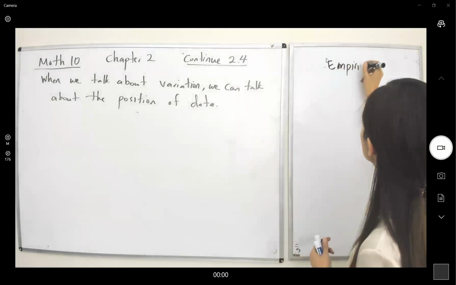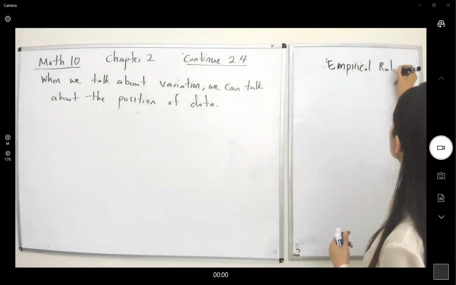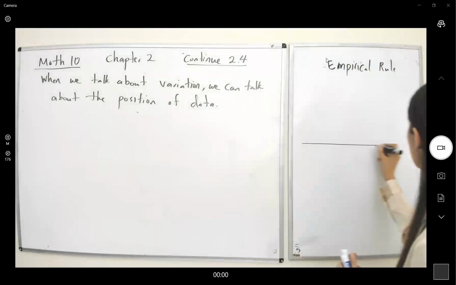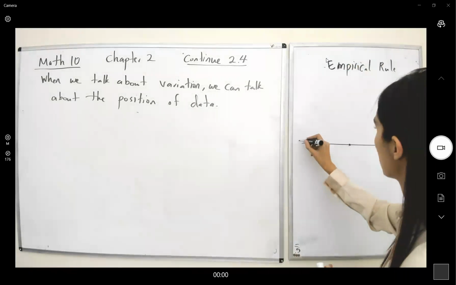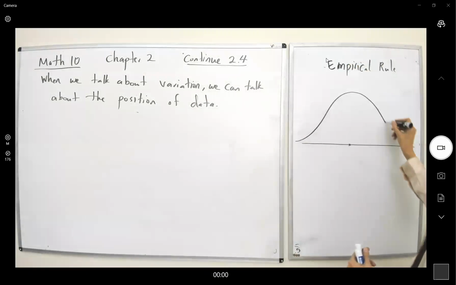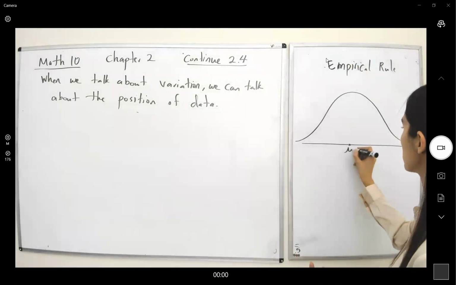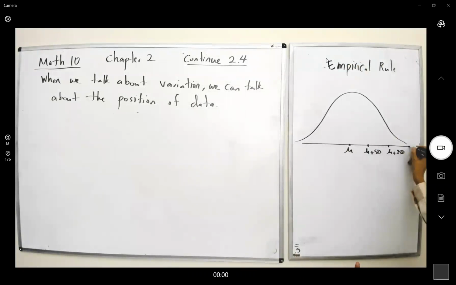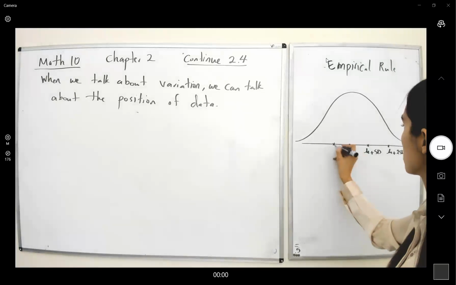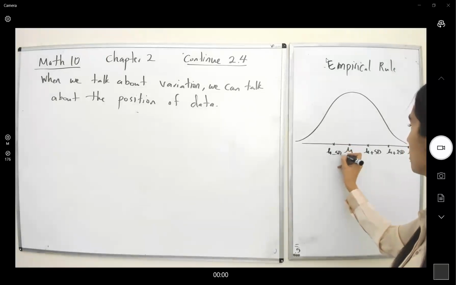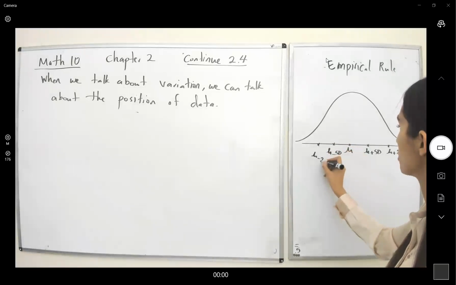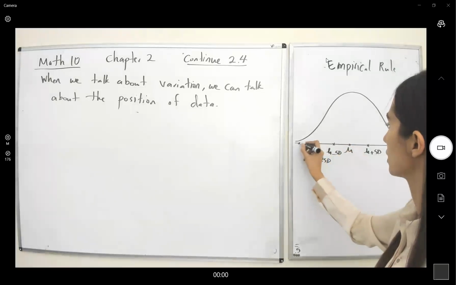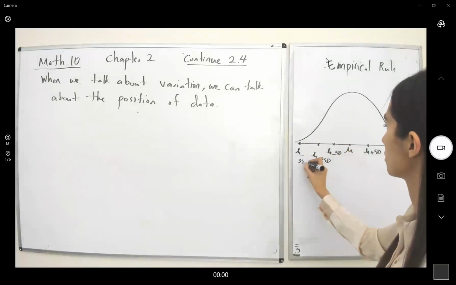Empirical rule. So it says very well, if you have a bell-shaped graph, a normal distribution, the mean is here. Suppose this is mu. Then here you have mu plus one standard deviation, mu plus two standard deviations, mu plus three standard deviations, and on the left-hand side, mean minus one standard deviation, mean minus two standard deviations, and here you get mean minus three standard deviations.